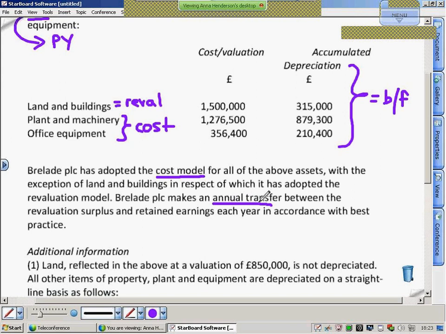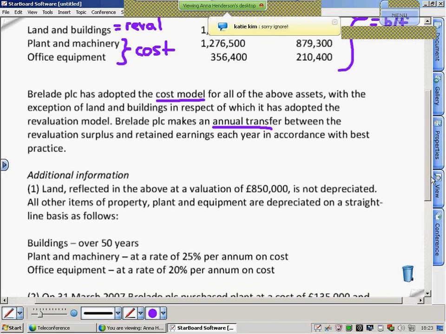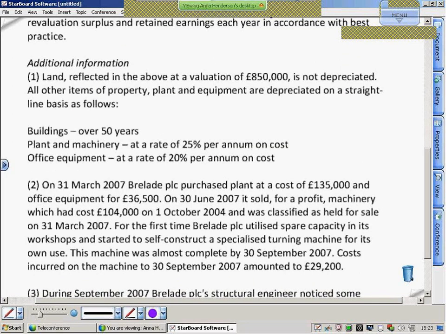Annual transfer we're going to think about later, and that is really going to feed into our part B, when we work out how much of the impairment can go through into the income statement. The additional information we've got here then: land is reflected at a valuation of 850,000. That means we need to make sure that we charge no depreciation on that.